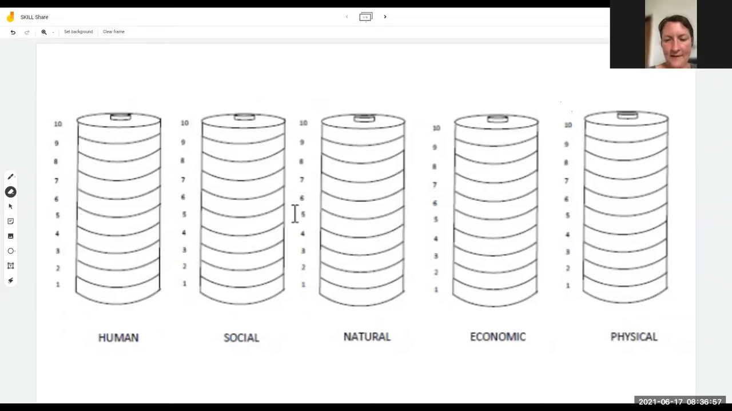So let's look and see, how is everybody doing? Do we have any batteries that anyone would like to share? Thank you, Sophie. We've got thumbs up from Sophie. Anybody else? Sophie's saying it's quite tricky.